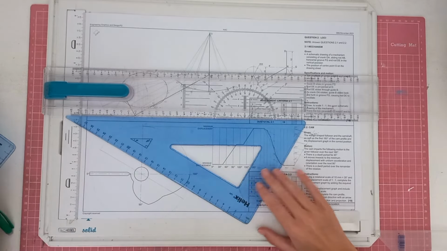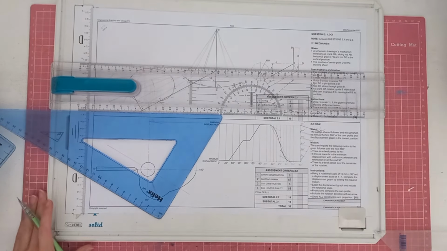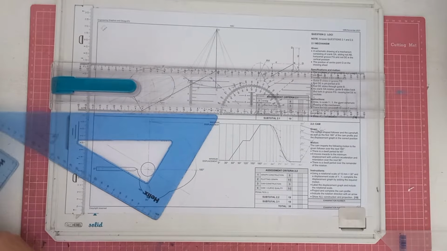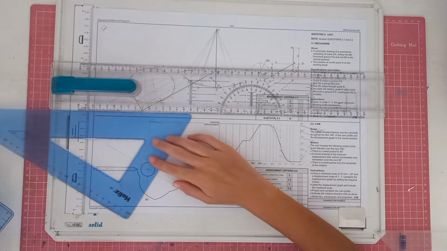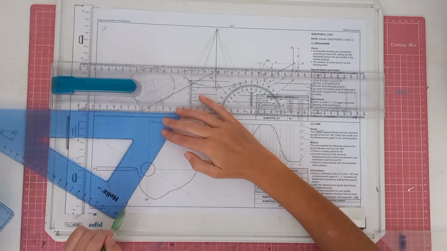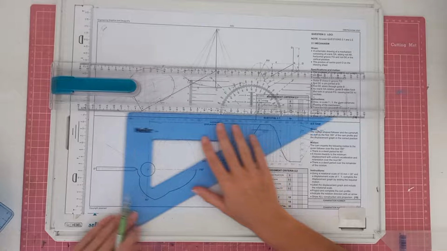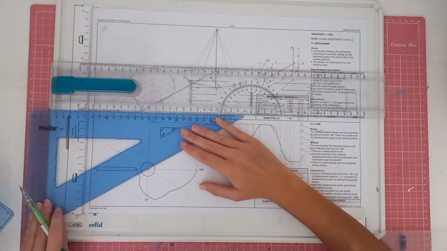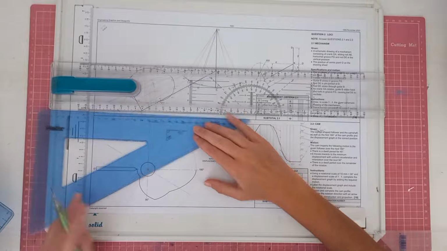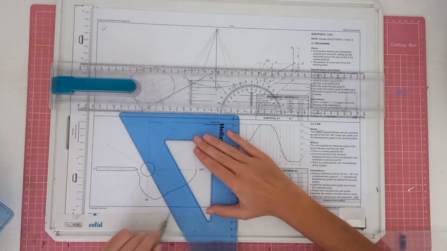Line there, sorry. Then we're going to shift that a little bit. Okay, we're going to have a point going through here. And our last one, which will go through here.